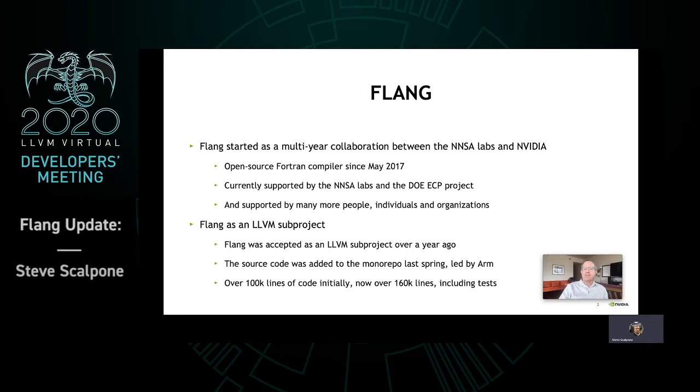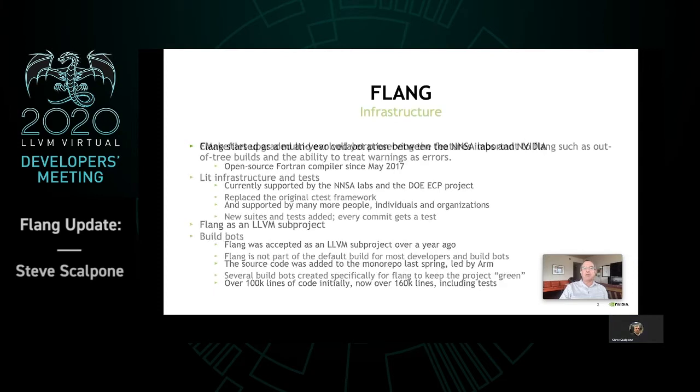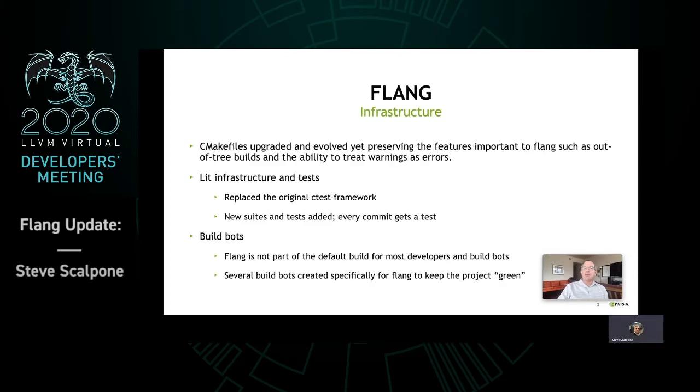The code base is still growing. Right now, there's about 160,000 lines of code. Once Flang's code was uploaded into the monorepo, things got a lot more real for everybody. A lot more people were paying attention, and a lot of people wanted to contribute in different ways.